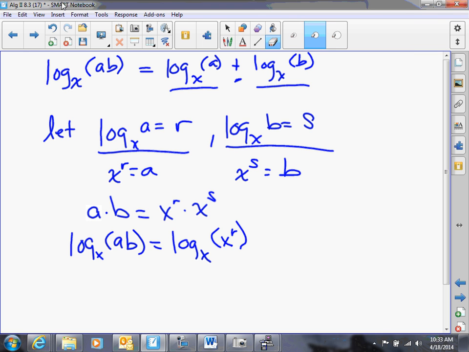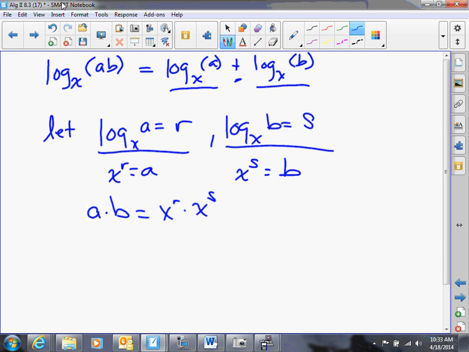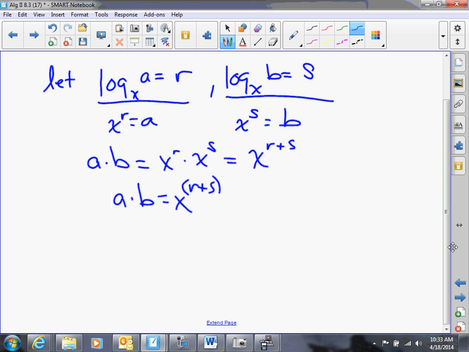Oh, let's go back here for just a moment. I skipped a step. X to the R times x to the S is x to the R plus S. That's the rule of exponents. If you're multiplying and the base is the same, you add the exponents. So let me write this again. A times B is equal to x raised to the R plus S. Now, I am going to take the log base x of both sides of this. So the log base x of A times B is going to be the log base x of x to the R plus S.